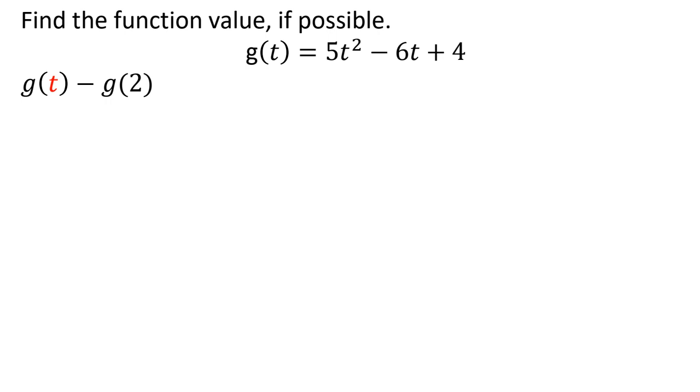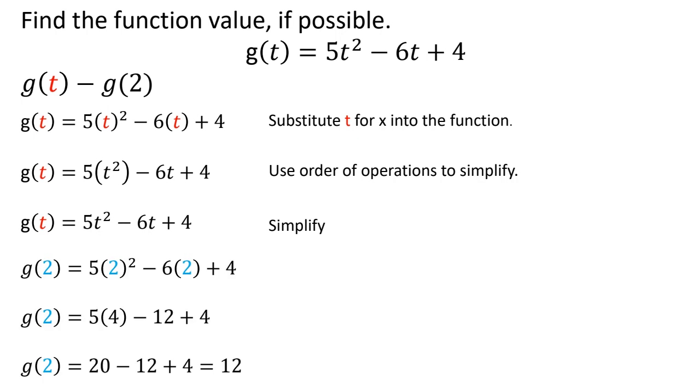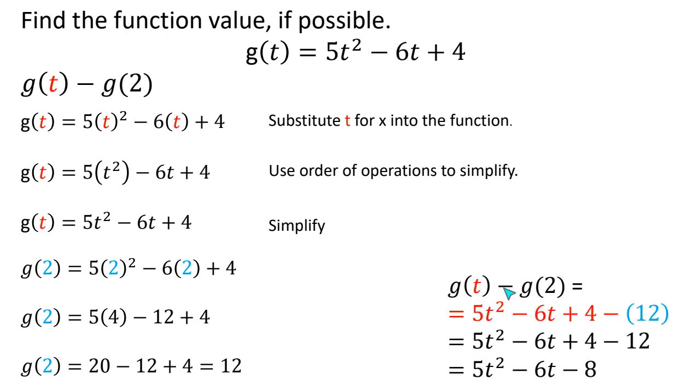And then one more. So here the t, we're just plugging in t everywhere. So g of t is just itself, 5t squared minus 6t plus 4. And then g of 2, if we plug it in, I think we did this one earlier, we get 12. But now the problem wants us to subtract them. So here is my g of t minus my g of 2. And we end up with 5t squared minus 6t minus 8.